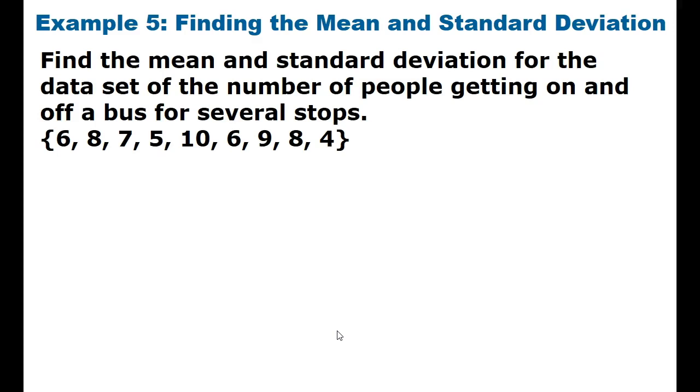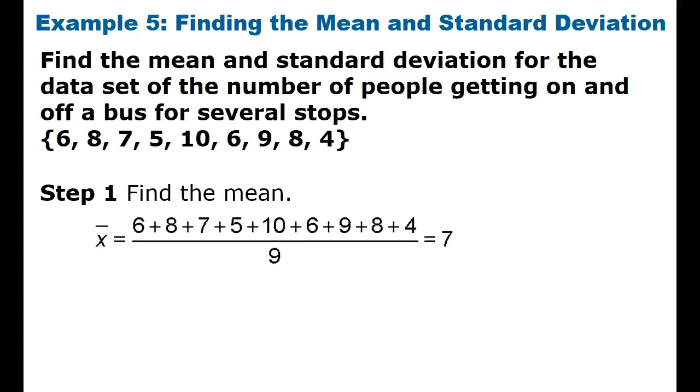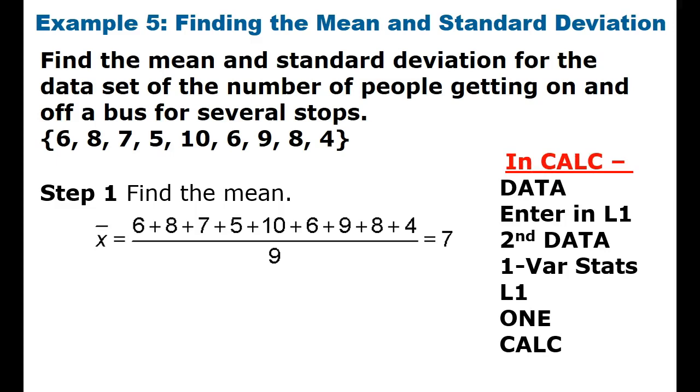If we're going to do this by hand, we're going to have to do a little bit more work. So if you don't have a calculator with you, it's going to take just a little bit more time. So let's find the mean and standard deviation for this data set of the number of people getting on and off a bus for several stops. First, we find the mean. We add all of those numbers together and divide by how many there are, and we find the mean is 7. Now, the variance is the squared distance from the mean. So we have to know the mean first.